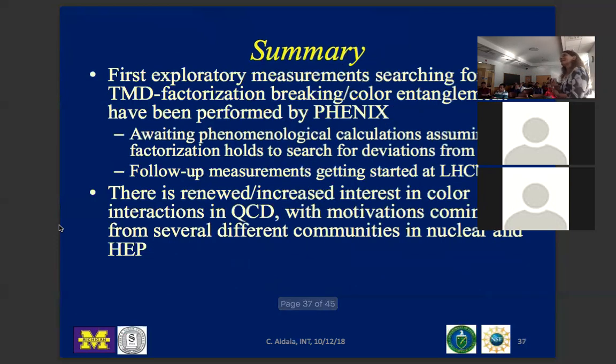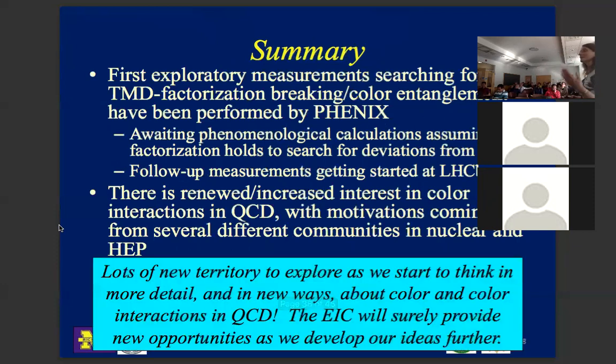world. So to summarize, the first exploratory measurements searching for TMD factorization breaking and color entanglement have been performed by PHENIX. We are eagerly awaiting phenomenological calculations, assuming factorization holds, to search for deviations from our data, and we're getting started on follow-up measurements at LHCb. And there's new renewed interest in color interactions in QCD, with motivations coming from several different communities in nuclear and HEP. So I think there's really a lot of new territory to explore as we start to think in more detail on new ways about color interactions in QCD, and the EIC will surely provide new opportunities as we develop these ideas further. Thank you.